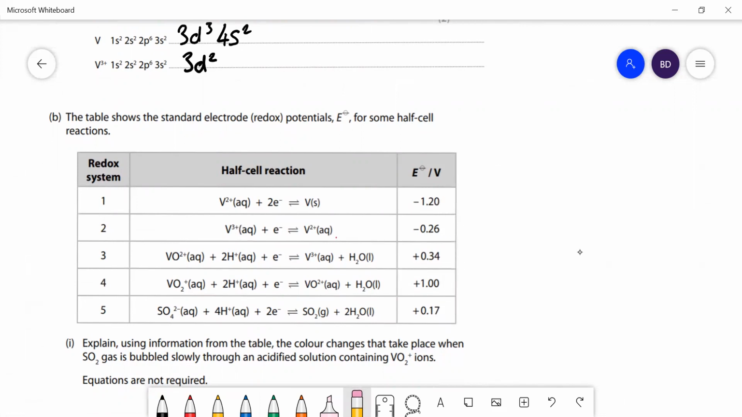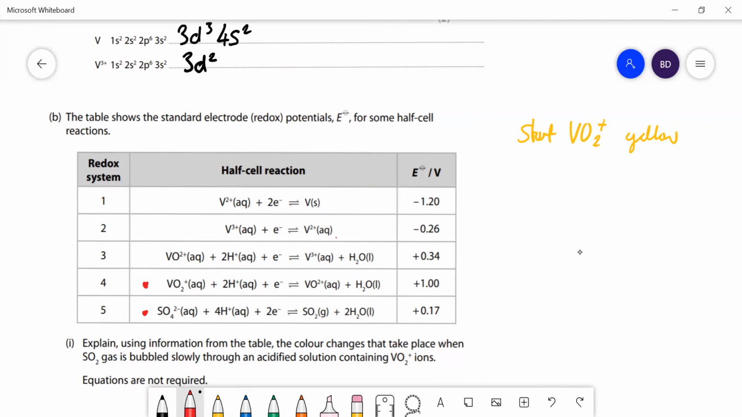Right, explain using the information the color changes that take place when SO2 gas is bubbled through a solution containing the dioxovanadium ions. Well, the dioxovanadium ion, the VO2+ ion, so it starts off yellow. And we're going to bubble SO2 through it. Well, will anything happen? Now, we need to look at the two half equations we've got there with SO2 in, so that one, and the one with the dioxovanadium, that one there.